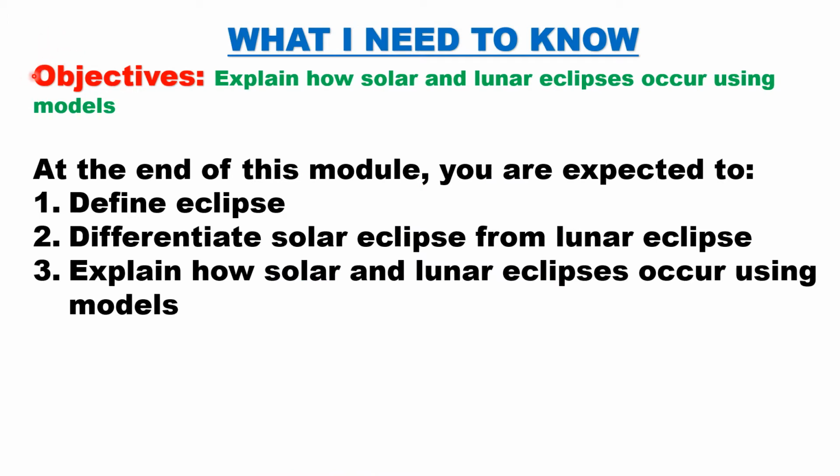Objectives: explain how solar and lunar eclipses occur using models. At the end of this module, you are expected to: 1. Define eclipse, 2. Differentiate solar eclipse from lunar eclipse, and 3. Explain how solar and lunar eclipses occur using models.